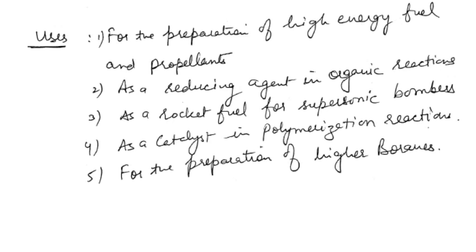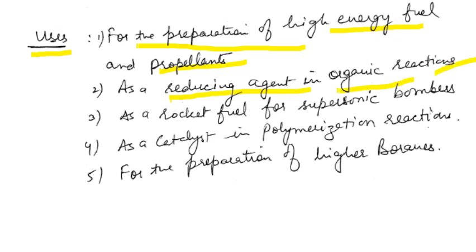Now we see the various uses of the diborane. It is used for the preparation of high energy fuel and propellants, and it gives out a large amount of heat. It is used as a reducing agent in various organic reactions. So it acts as a reducing agent also.